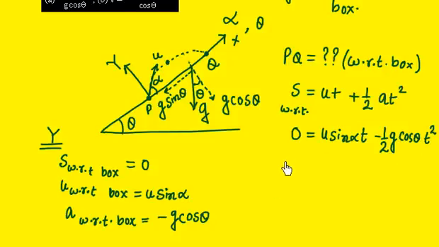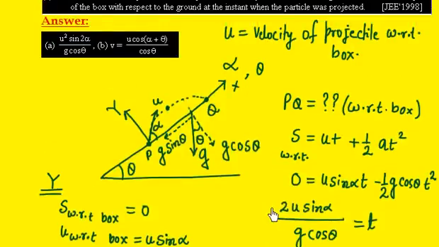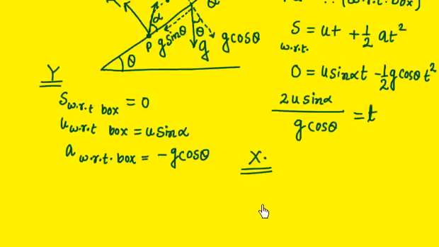So if you solve for t, you will have 2u sin alpha divided by g cos theta equals t. This is the time of flight. Now what is the distance traveled in the x direction? So now I have to write the equation in the x direction. All these equations we have written so far are in the y direction. Now if I write the equation in the x direction, I have to find PQ, that is s equals ut plus half at square.